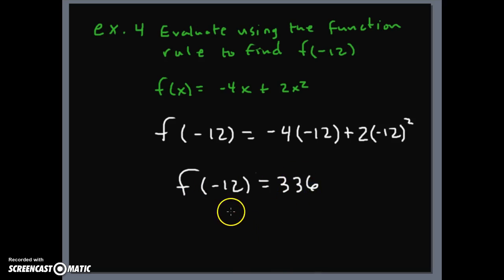Our ordered pair here is negative 12, comma, 336.